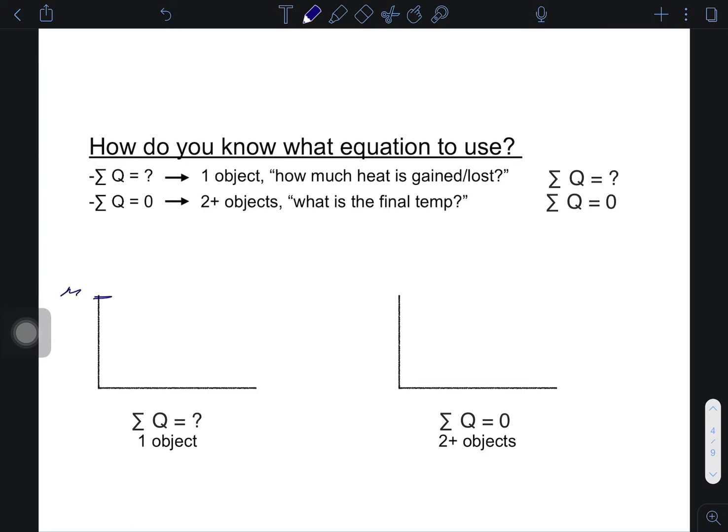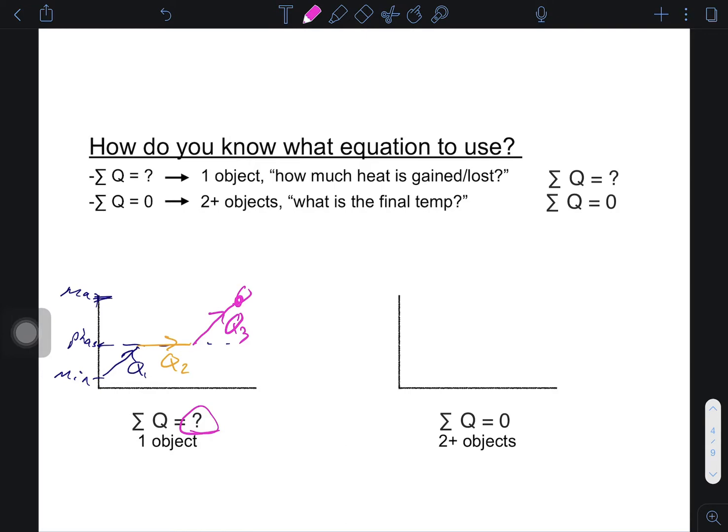If we're talking about one object, this is where we had our max, we had our min, and then we had, say, a phase change in here. And then we went Q1. We went Q2. And then we went up to, oops, I forgot to put my dot up there, Q3. Okay, and we add them all up and we solve for this question mark.